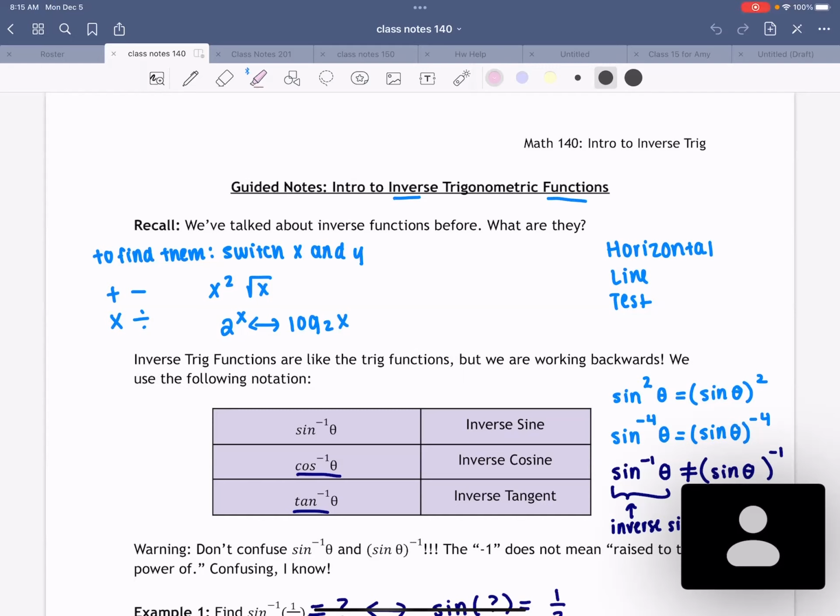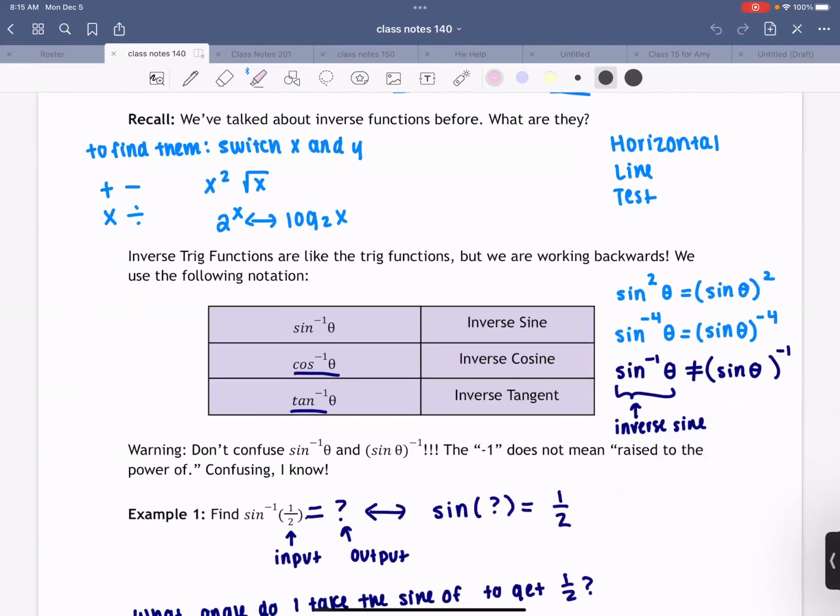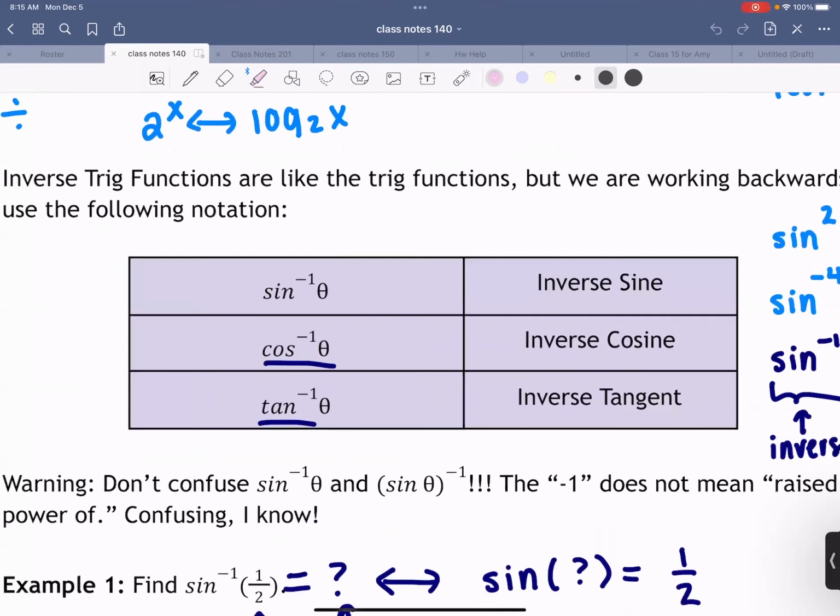Now, before we go on for today, and I actually am going to set this down here so I can see you, I just want to go through one little thing that I talked about last time that can be kind of confusing, okay? When we talk about inverse functions, we take a trig function and then we put a little -1 on top, okay?